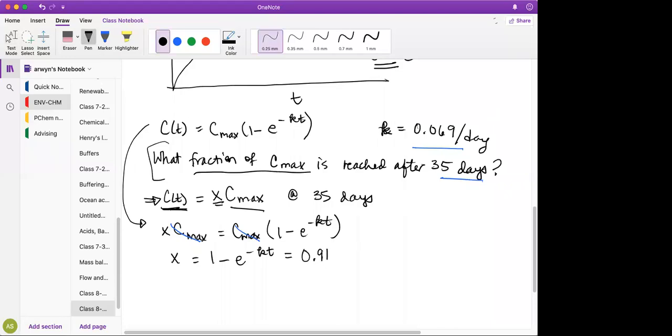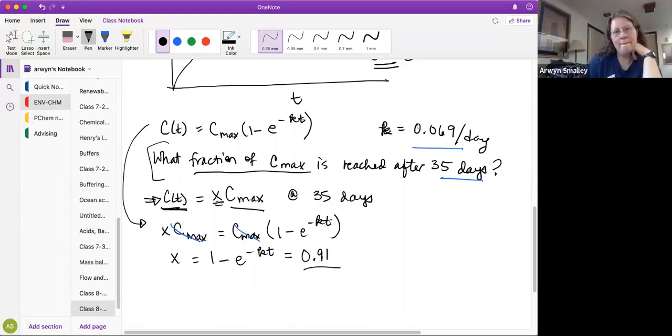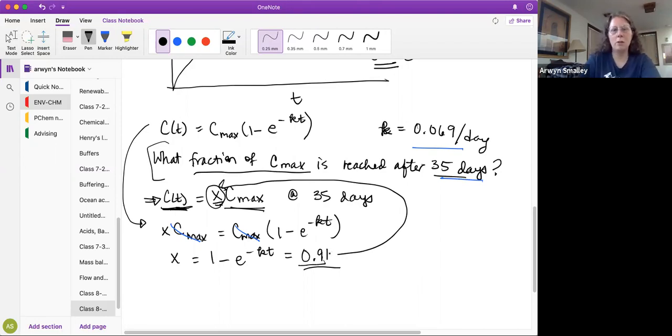What would be the unit? So it isn't a unit, it's a fraction. Right? So what it's saying is that my X value, or excuse me, my concentration at 35 days is equal to 0.91 times my maximum concentration. So after 35 days, I have reached 91% of my maximum concentration.